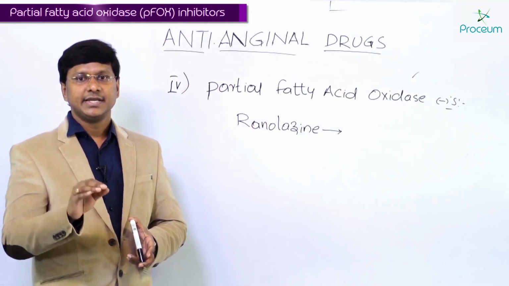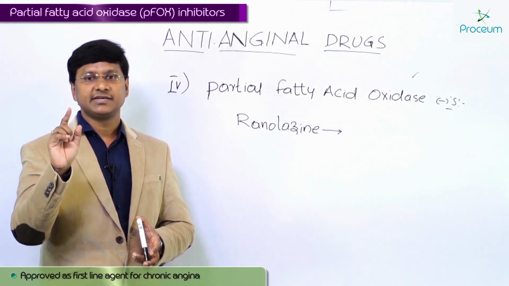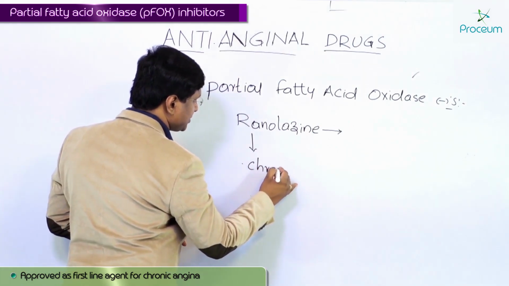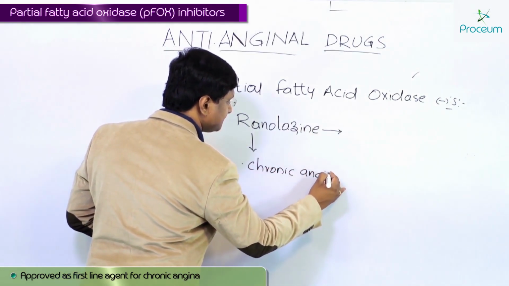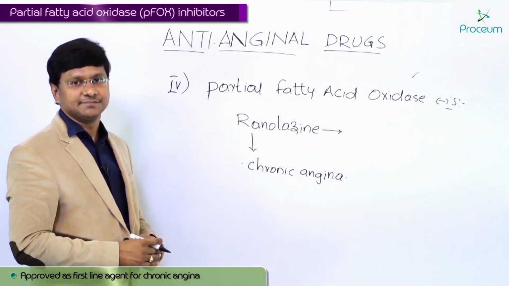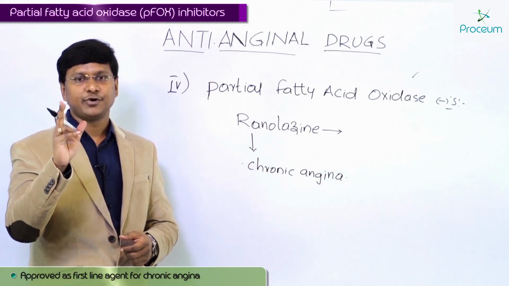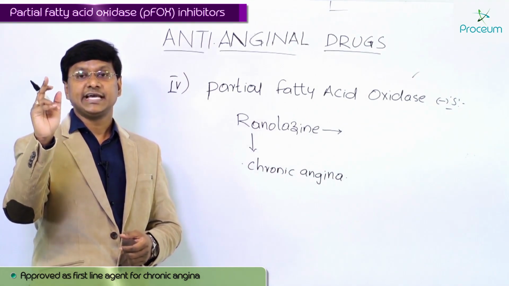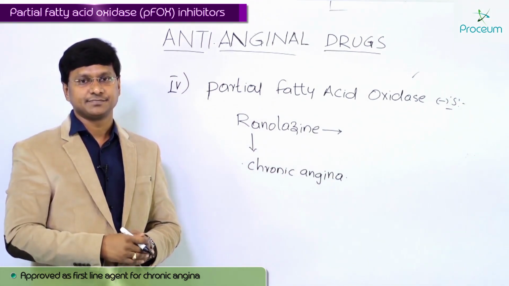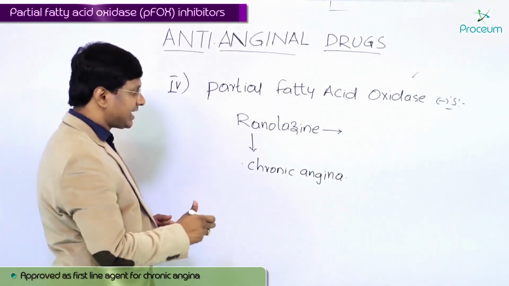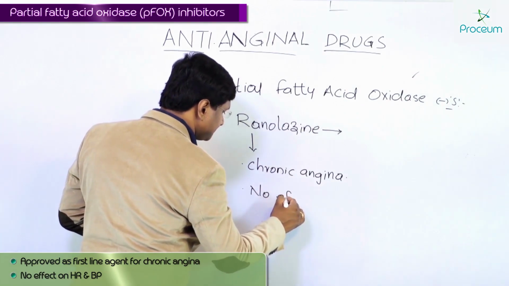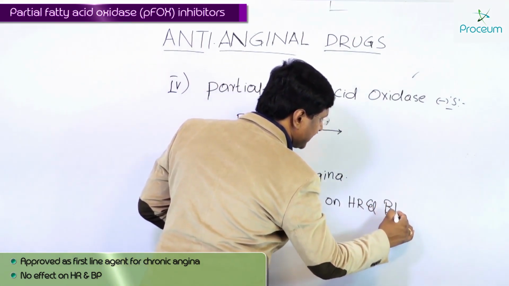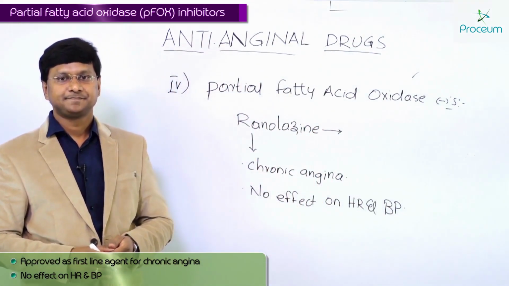Now, remember that it is approved as the first line agent for chronic angina. This is used for chronic angina, not for acute angina. And let me tell you an important point here. Beta blockers and calcium channel blockers have an effect on the heart rate and the blood pressure. Whereas ranolazine has no effect on heart rate as well as the blood pressure of the individual.